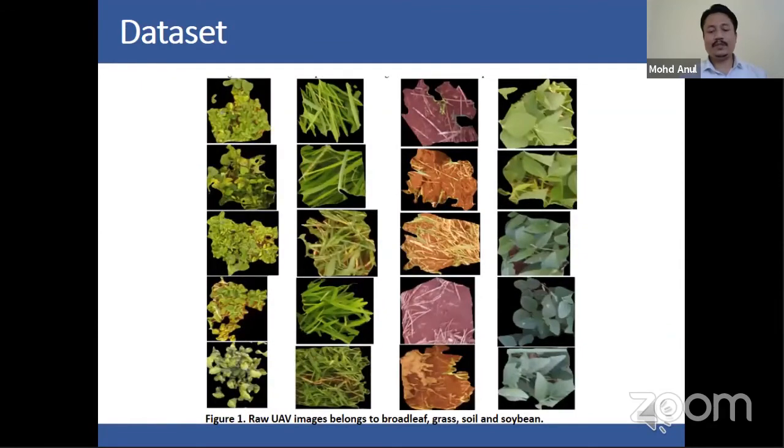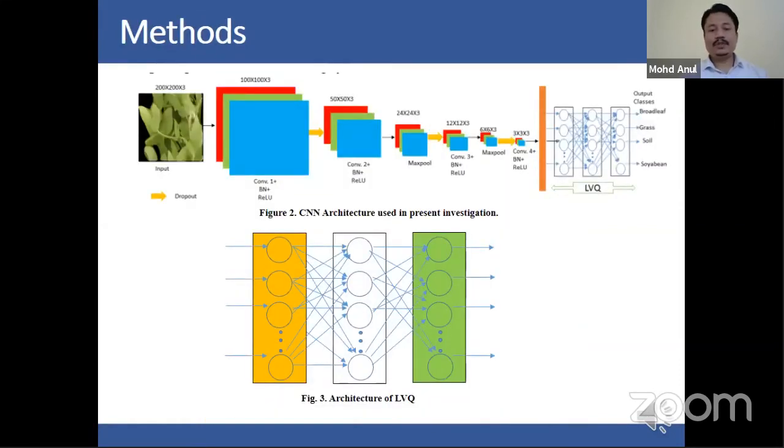So this is the data set, raw UAV imagery. The first column is the Broadleaf, which is a kind of weed, and then grass, soil, and soybean. For the method, we have used CNN along with the LVQ. This is the architecture we have used. The image size we have made 200 by 200, and then we have used four convolution layers, followed by batch normalization and ReLU function, and max pool were also used in between. Dropouts were used to drop some of the weights in between so that we prevent overfitting. Then a fully connected LVQ was used as a classifier, which classified our data set into four categories: the broadleaf, which is the weed here, and then soybean, grass, and the soil samples.